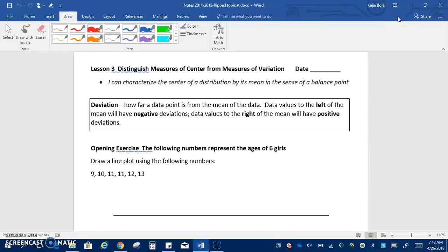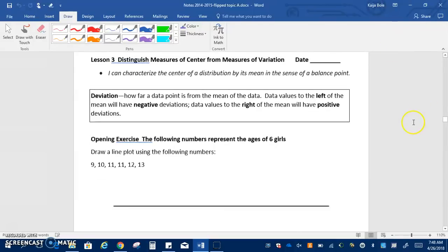Alrighty, here we are on lesson 3, distinguish measures of center from measures of variation. So yesterday in our lesson we talked about mean, median, mode, and range, but now today we're going to talk about deviation, and deviation is how far a data point is from the mean of the data. Data values to the left of the mean will have negative deviations, and data values to the right of the mean will have positive deviations. So again, deviation is pretty much how far away it is from the mean.